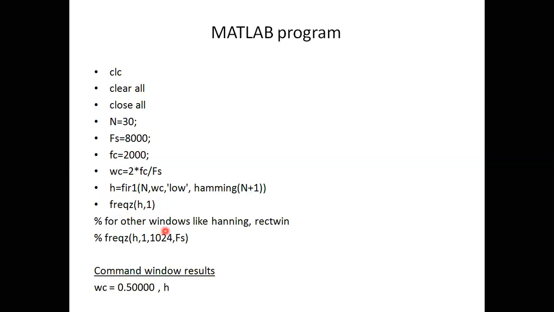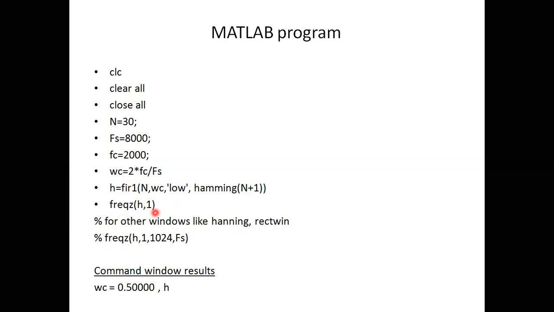So this will give you the frequency response of your FIR filter. For another window, if you want to write this program, in place of hamming you can write hamming or rectwin for the rectangular window. Clear? That's why I have written this statement in comment form, with a percentage sign. Next, let's say after running, I will explain this line later. After running up to here, you will find the command window results and you will find your frequency response.